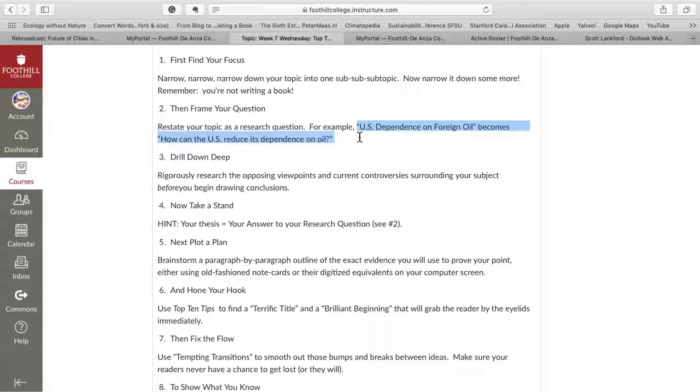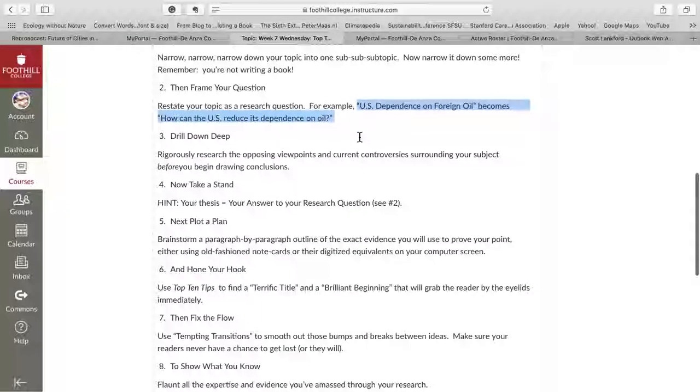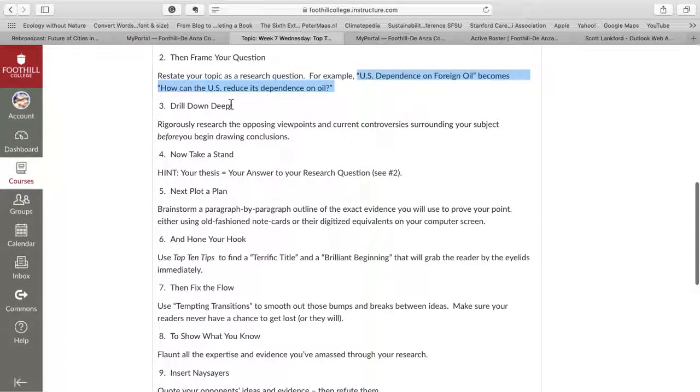So instead of just saying, oh, I want to write something about U.S. dependence on foreign oil, ask yourself, how can the U.S. reduce its dependence on foreign oil? Then you have something to dig for, debates to engage in.